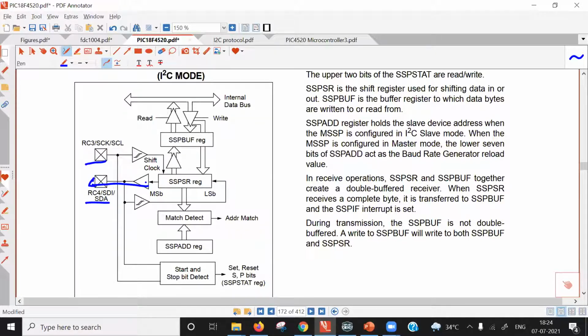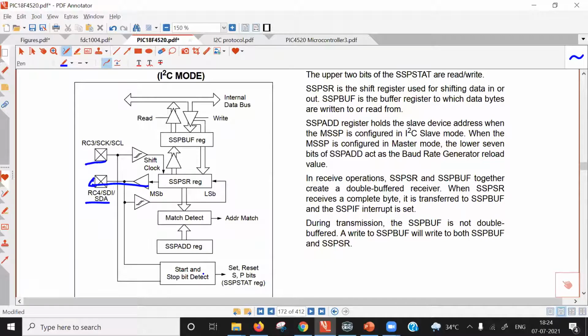and when all 8 bits are shifted out, this buffer register is free to accept another byte. This match detect register is used when the MSSP module is used for slave operation. So in master mode operation, this match detect operation is not done. Then there is another SSP address register. In master mode, this SSP address register is used for generating the proper baud rate. We'll see how to use that register.